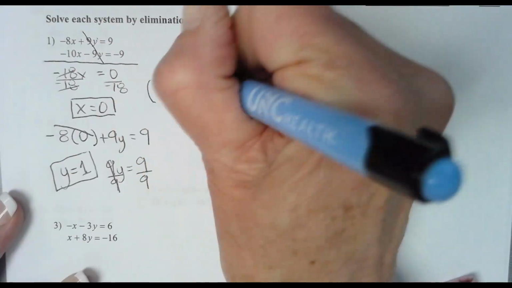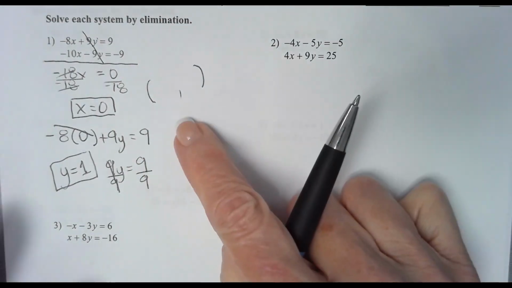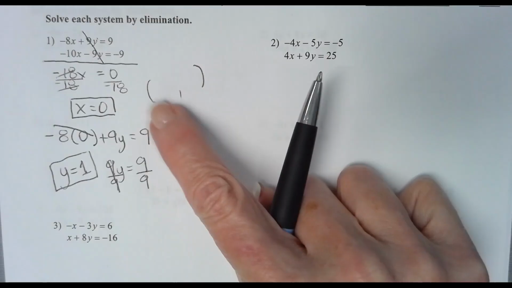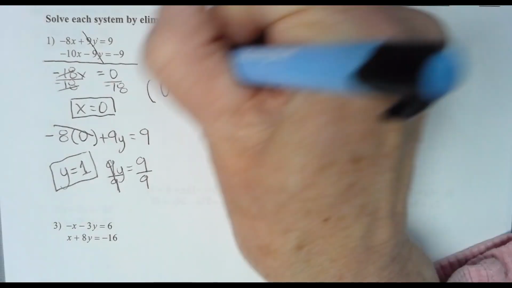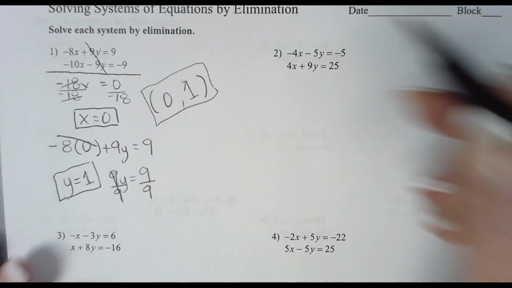So your answer looks like this, and you got to be careful which goes what. What goes in the first spot? 0. So basically, in a picture, this is two lines. That is where they intersect. That's your answer. So not too hard, right?